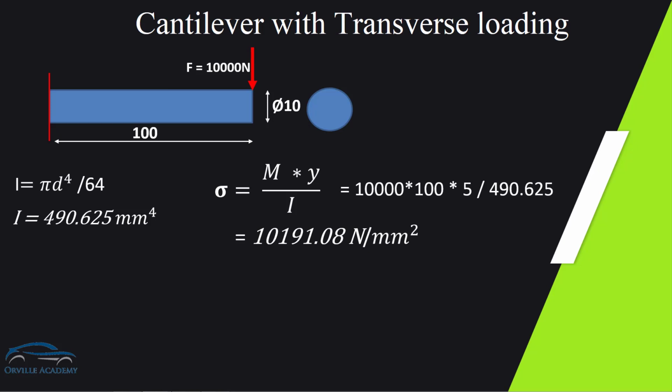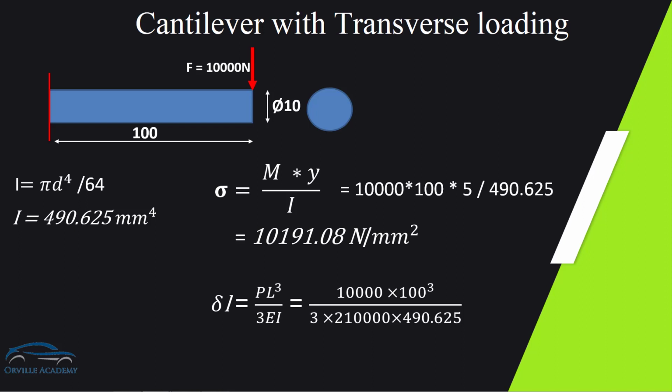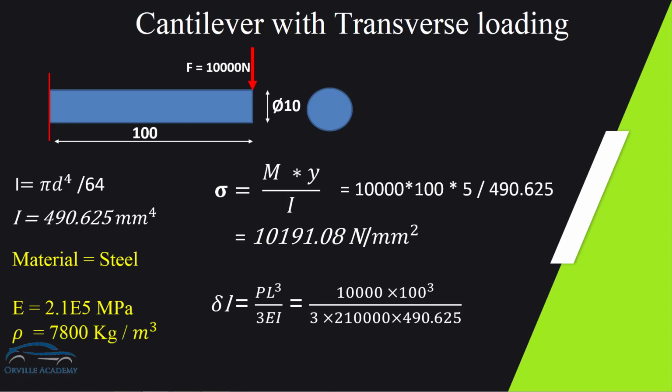Similarly, in order to calculate the displacement at the free end, we have the formula PL cube divided by 3EI. As you can see, while calculating the displacement, we require the Young's modulus, and Young's modulus is a material property. So the material we are going to assume as steel. Young's modulus for steel is 2.1e raised to 5 megapascal, density is 7800 kg per meter cube, and the Poisson's ratio is 0.3. After putting all these values, we will get the displacement as 32.35 mm. So far we have calculated the bending stress and the displacement using the analytical method.